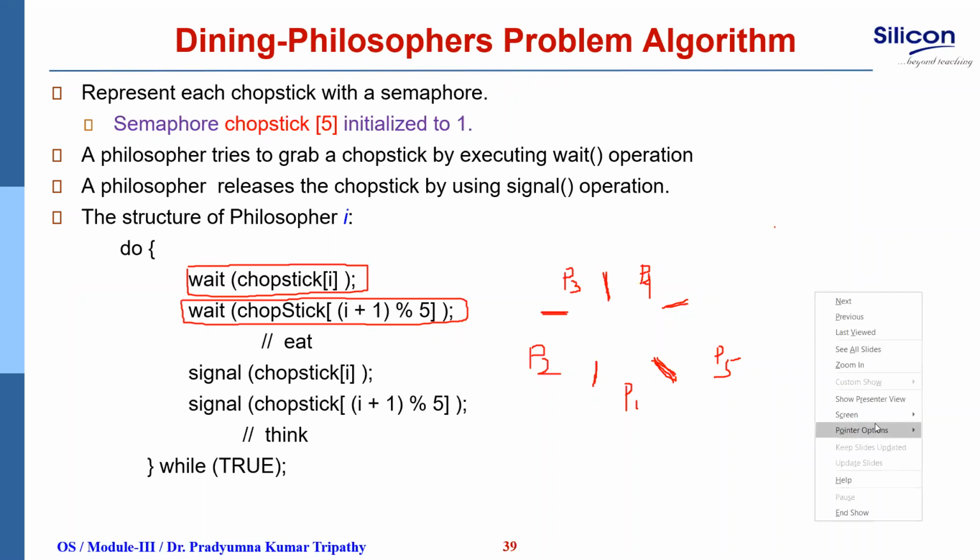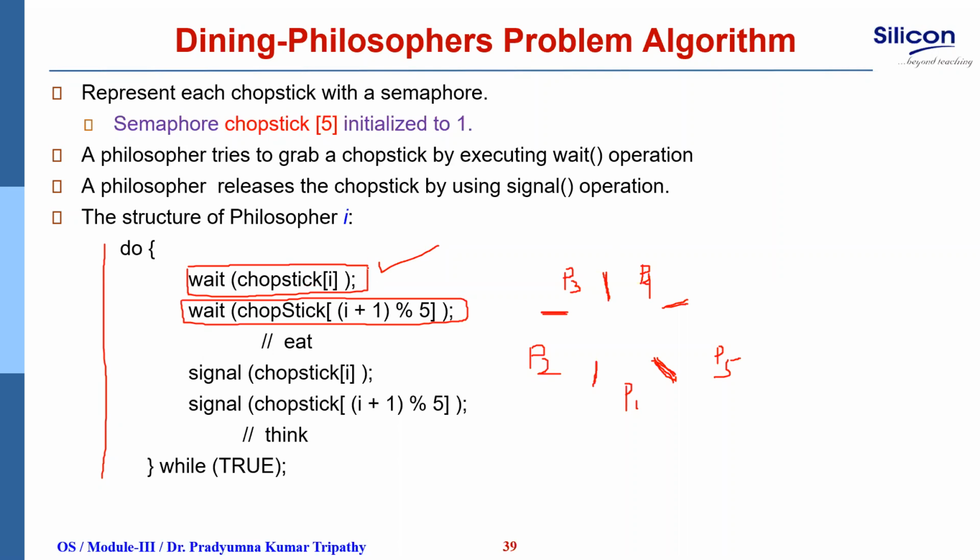Correct? So just think of a situation where all the philosophers get hungry at the same time. All processes get hungry at the same time. What will they do? Every process will try to execute this code. Do you agree or not? Yes, sir. Okay. So every process will execute the first instruction.